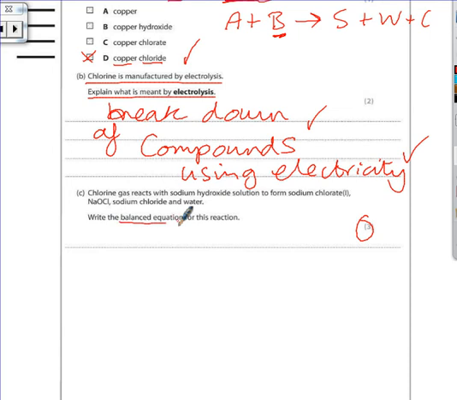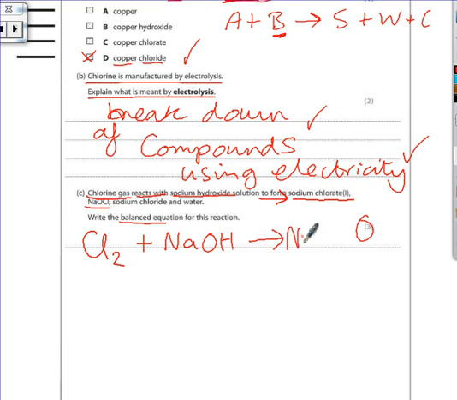Right, if it says balanced equation, we're looking at symbols. Oh dear. Right, so chlorine gas reacts with, so chlorine gas is Cl2. Reacts with sodium hydroxide solution. Sodium hydroxide. A few more things to remember here. To form, okay, sodium chlorate. Now hopefully it gives us the formula. There we are. NaOCl. And NaOCl, sodium chloride and water. So, and sodium chloride and water.